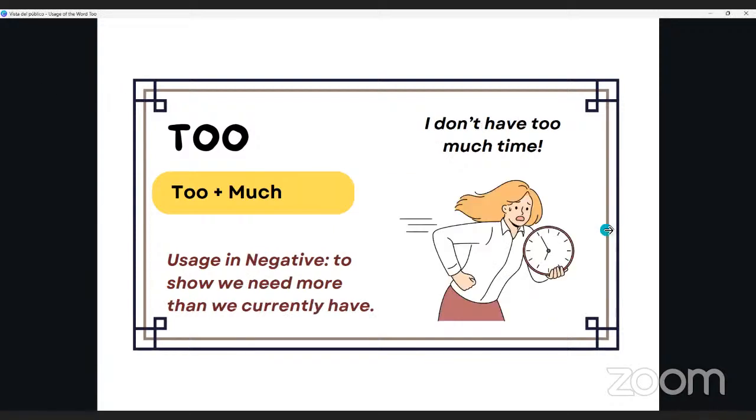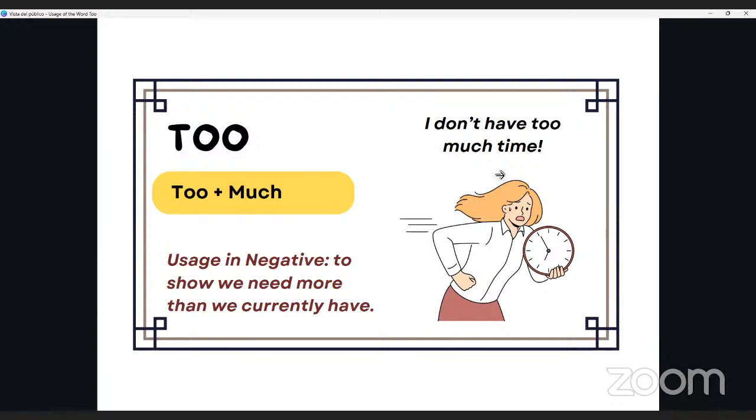Aranza, could you help me with this one? Yes. Use it in negative to show we need more than we currently have. I don't have too much time. Very good. Thank you, Aranza. So, too much, in negative, we need more. Necesitamos más de esto que estamos hablando o de esto a lo que nos referimos. I don't have too much time. Se me está acabando el tiempo. No tengo suficiente tiempo. That's another way to say it.